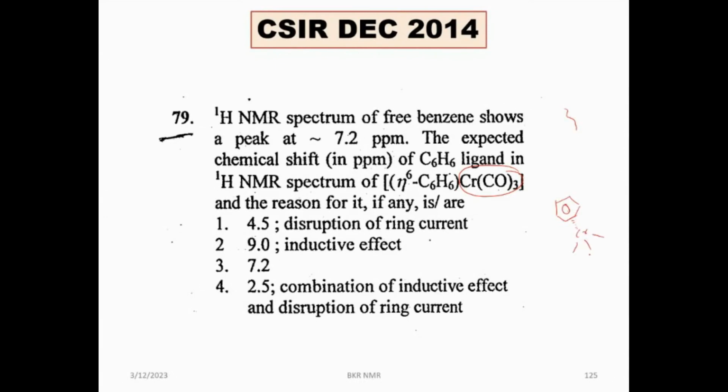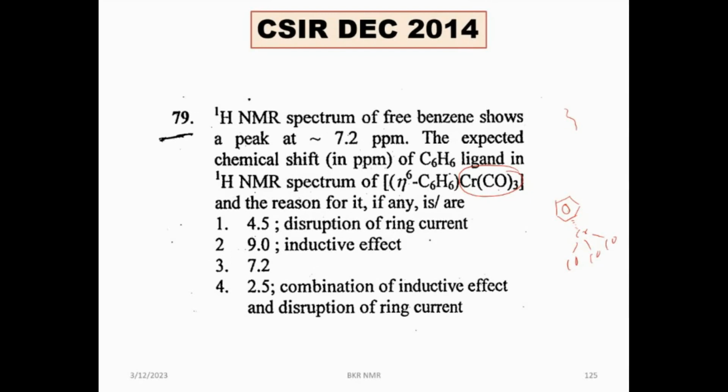It deshields the protons of benzene. So it is withdrawing the electron away from the benzene ring. It is de-shielding it. De-shielding means high delta or low delta? High delta. So what is the answer?